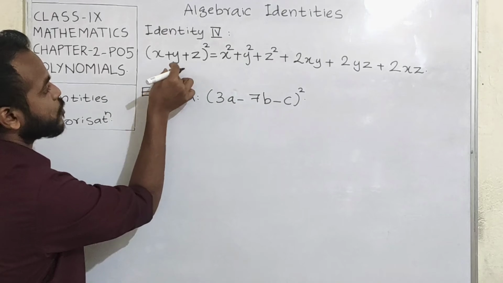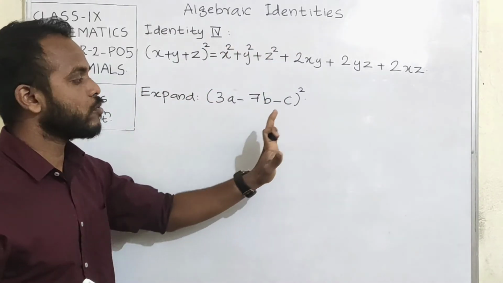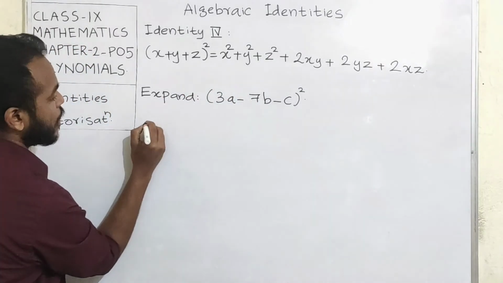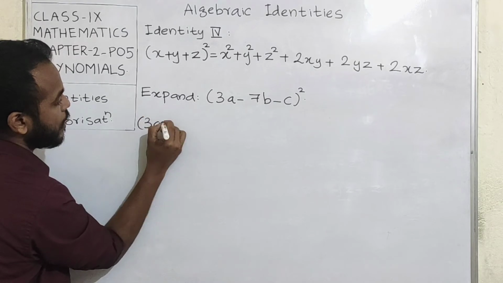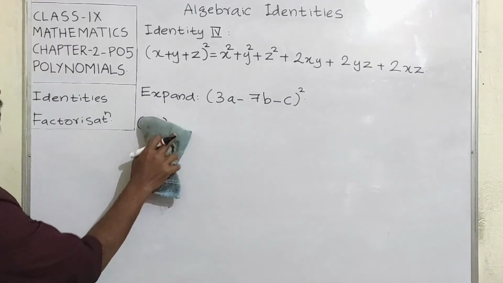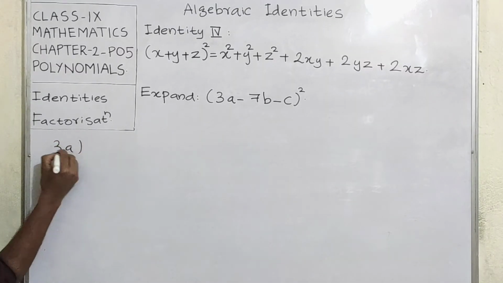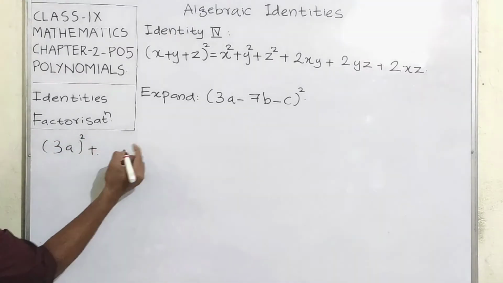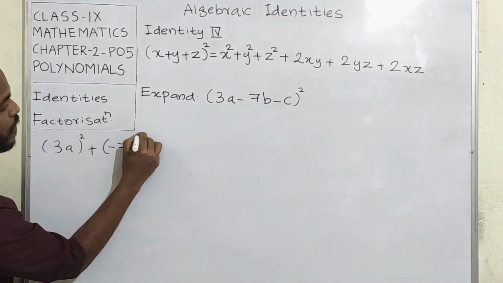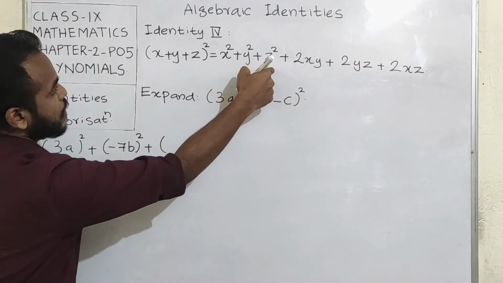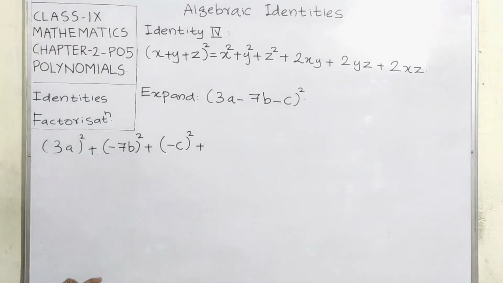So, what is the expansion of (x + y + z) whole square? It is x square, first number square, plus second number square plus third number square. So, we are going to follow the very same. I am going to write the expansion here. First number square. Who is the first number? That is 3a. The first number is 3a, so it's (3a) the whole square plus y square. Who is y? It is (minus 7b) the whole square. And who is the third number? (Minus c) the whole square. So, no confusion is left.